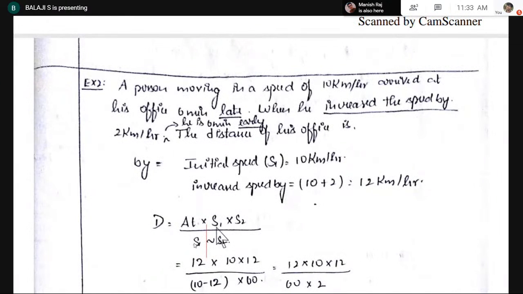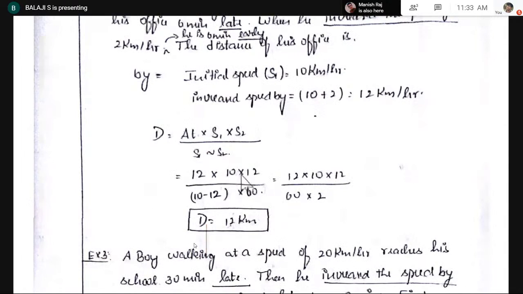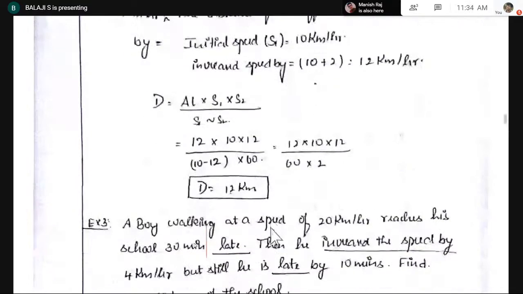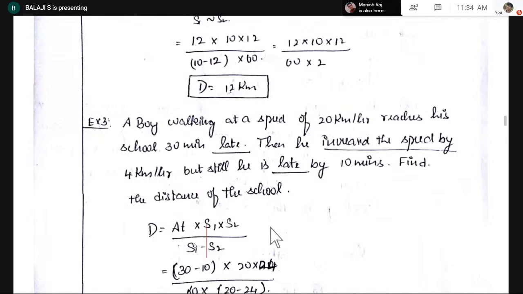So see here, we have substituted 12 here. We multiply the speeds, and in the denominator we have subtracted the speeds. The 60 is for converting this 12 minutes into hours. We will easily get the distance. Easy, right? Moving on to the next question.